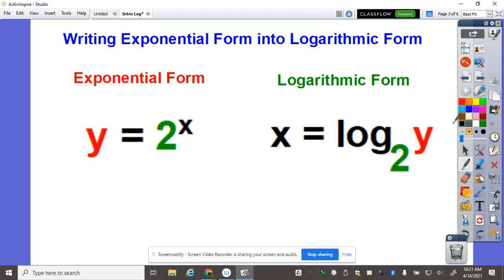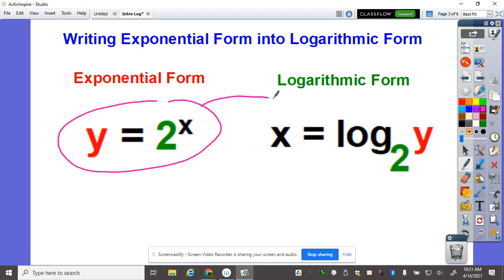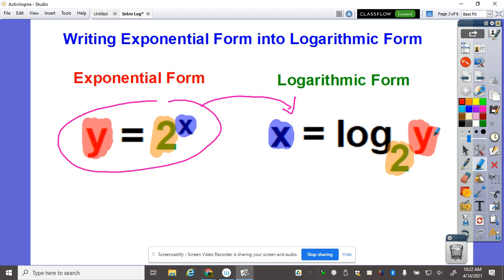So let's write now exponential form into logarithmic form. Again, we have exponential form, for example, y equals 2 to the x, and the logarithmic form is x equals log base 2 of y. So how does this become like this? If you will see, the exponent here becomes by itself here. The base 2 is still the base 2, under the log. It's kind of like a subscript, and the y here will become the one beside the log.